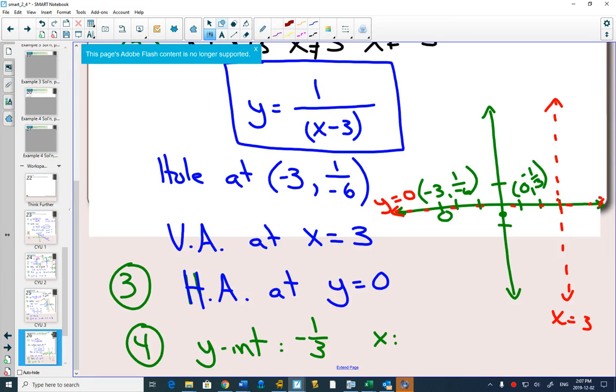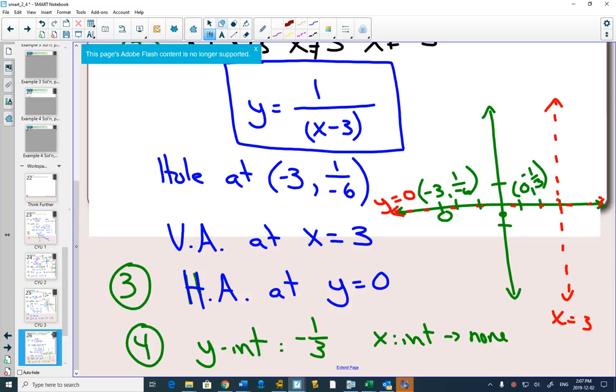For our x-intercept, we go to our new equation. Remember, with a fraction, the only time a fraction is equal to 0 is if the numerator is equal to 0. But our numerator is 1. Is 1 ever equal to 0? So there are no x-intercepts.